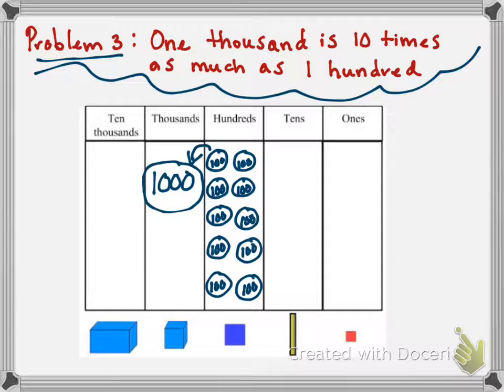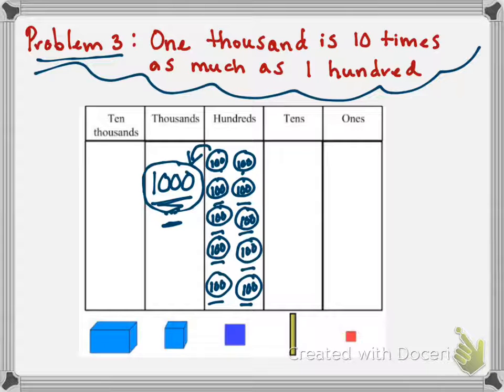In problem 3, we have 1,000 is 10 times as much as 100. So if we look in the hundreds column in our place value chart, we see our place value discs. Each one of these discs is 100. So we have 10 hundreds in this place value chart. How much are 10 hundreds worth? It's worth 1,000. So 1,000 is 10 times as much as 100.